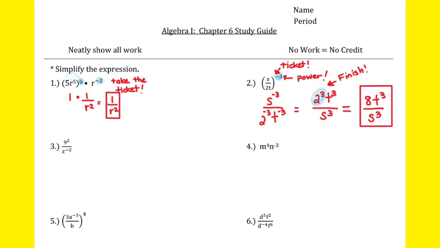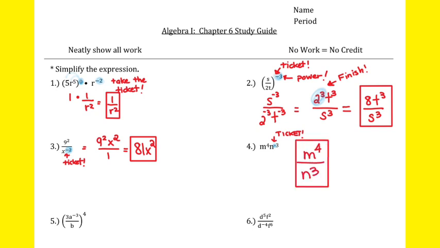On number 3, I see that there's a ticket to evaluate. So I move that upstairs, but I'm not done yet. I need to finish by evaluating or simplifying 9 squared, which is 81. Number 4, we see that we have a ticket to take, and we take the ticket, and that is all we can do because we don't know the value of m or the value of n.